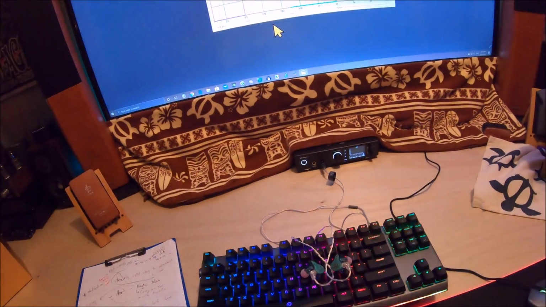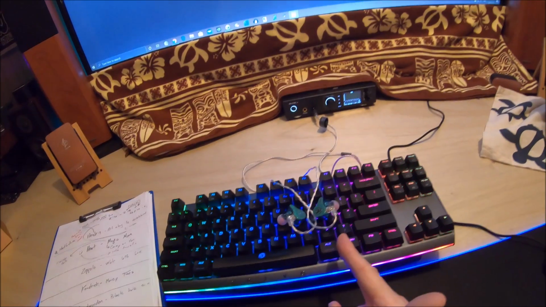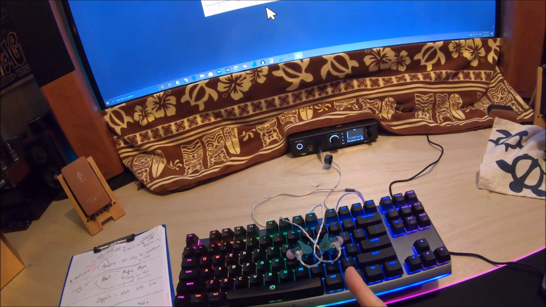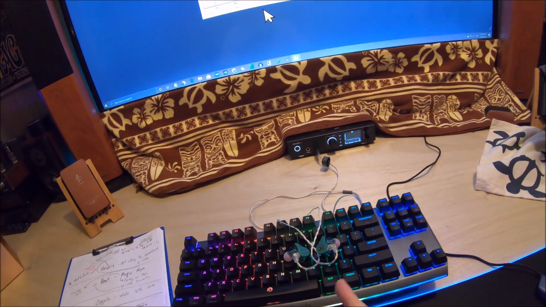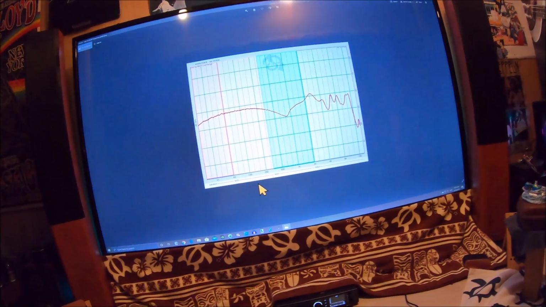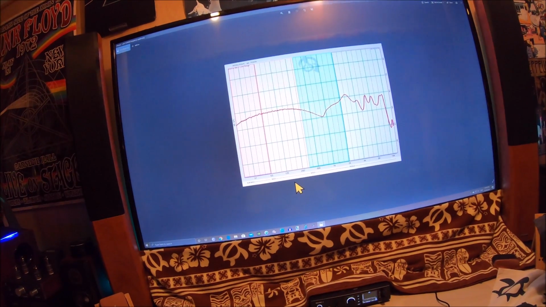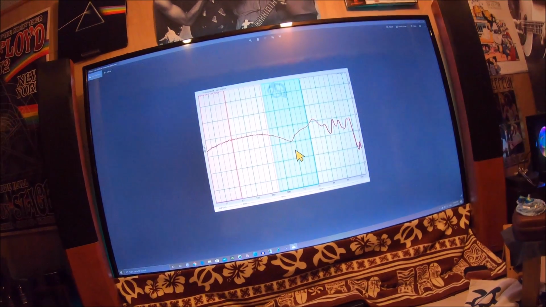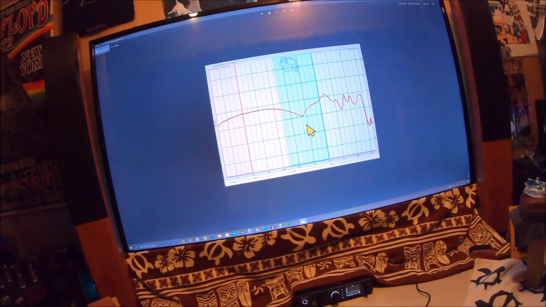So you think that a set that is one dynamic driver and four BAs, maybe the bass is the dynamic driver, the mids are two BAs, and then the treble is two BAs. Just spitballing here. And then looking at the graph, I'm not seeing how they implemented those two BAs that were tasked with the mid frequencies. You know what I'm saying?